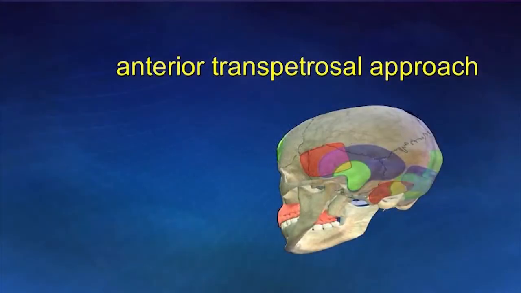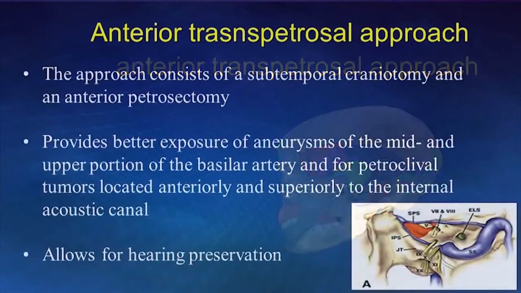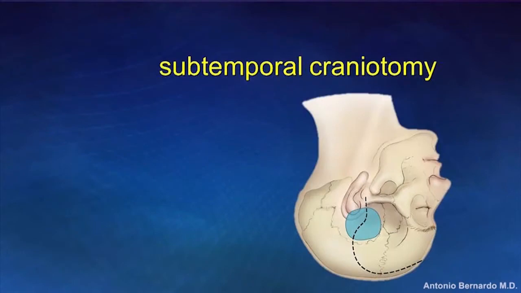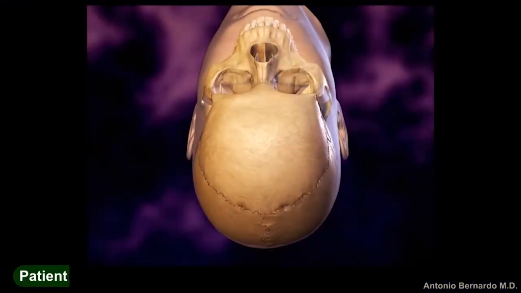The anterior transpetrosal approach consists of a subtemporal craniotomy and an anterior petrosectomy, and it provides better exposure for aneurysms on the mid and upper portion of the basilar artery and for petroclival tumors. The main advantage is that it allows for hearing preservation.